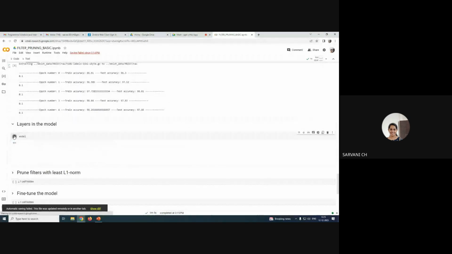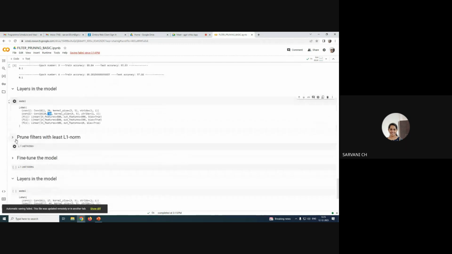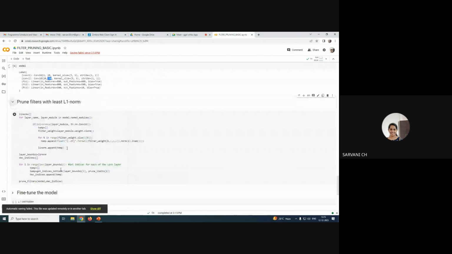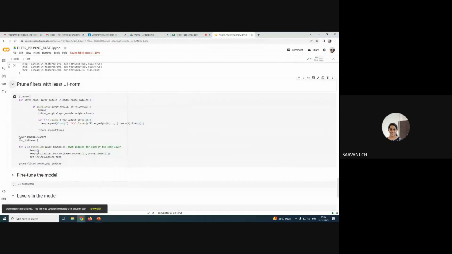Now after training, the model got trained, and now let us check. You can see this is our model having 20 filters in the first layer and 50 filters in the second layer. Now what we want to do is prune with the L1 norm. For each convolutional layer, we are creating an array that holds the L1 norm of all the filters. This layer bounds variable is holding the L1 norm of all the filters from convolutional layer 1 and the L1 norm of all the filters from convolutional layer 2.